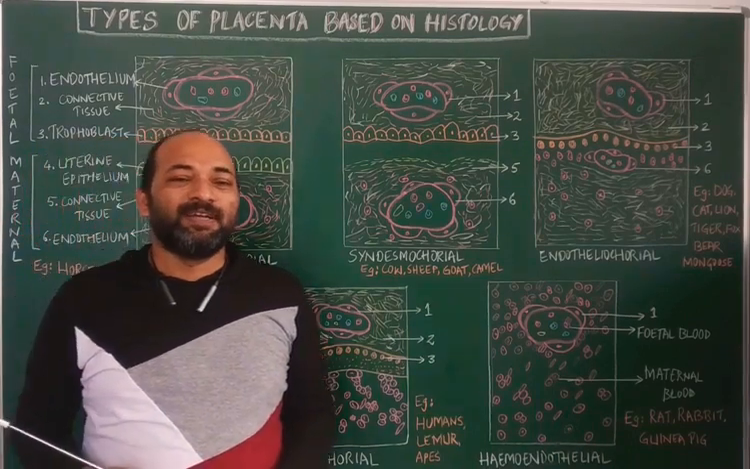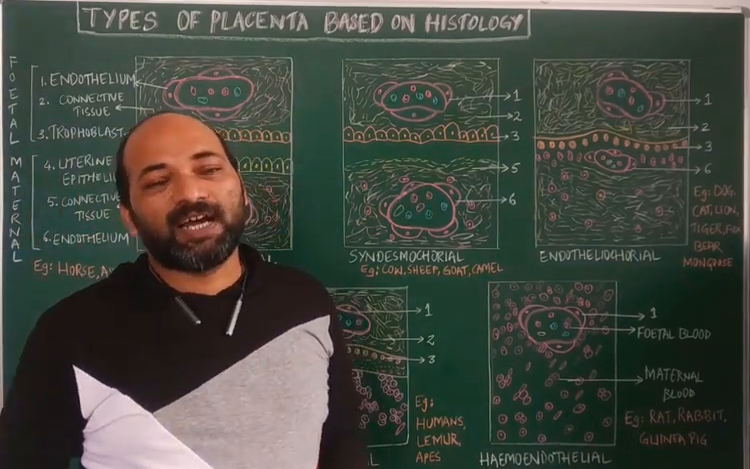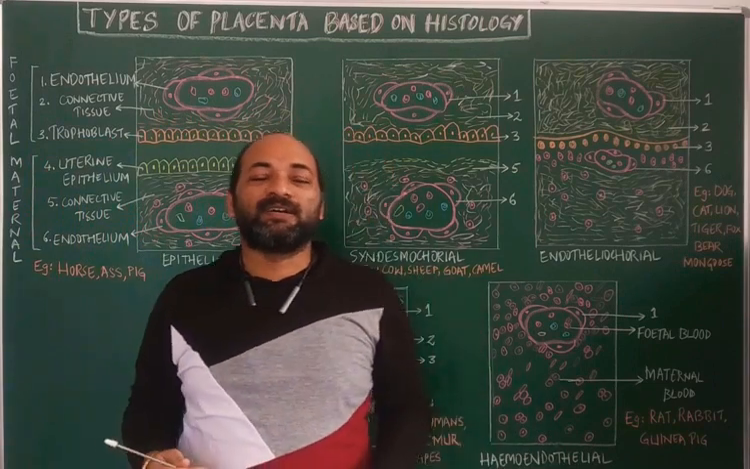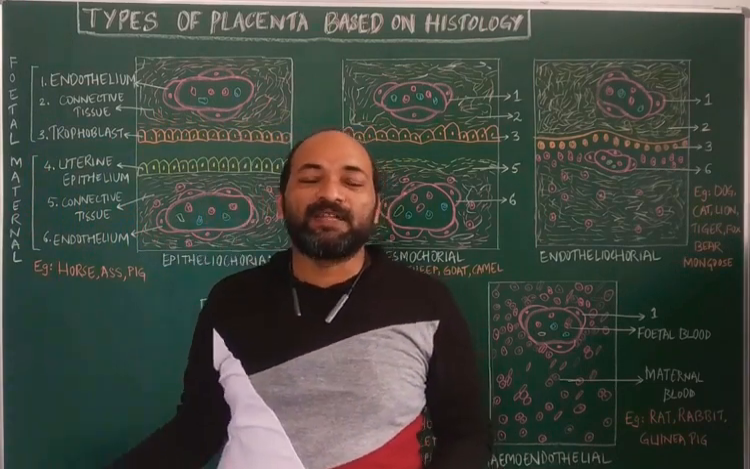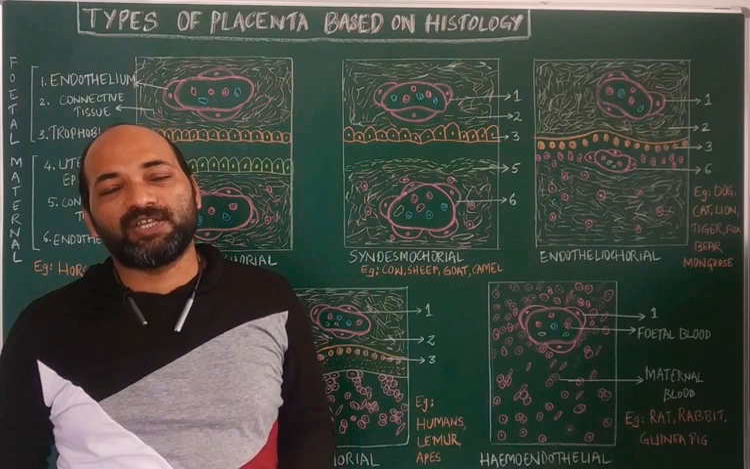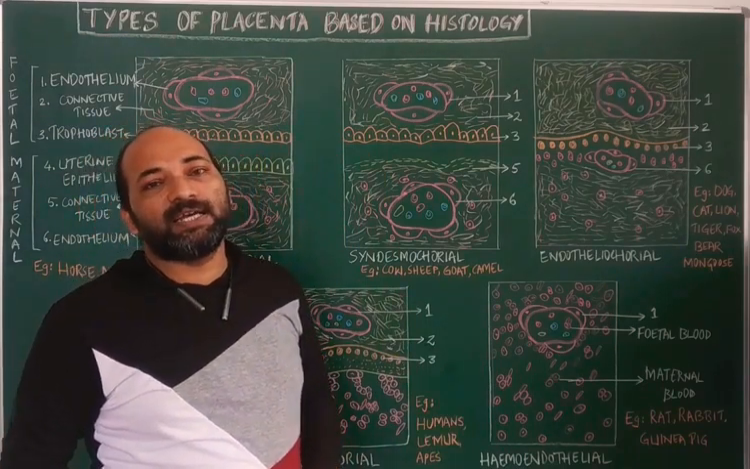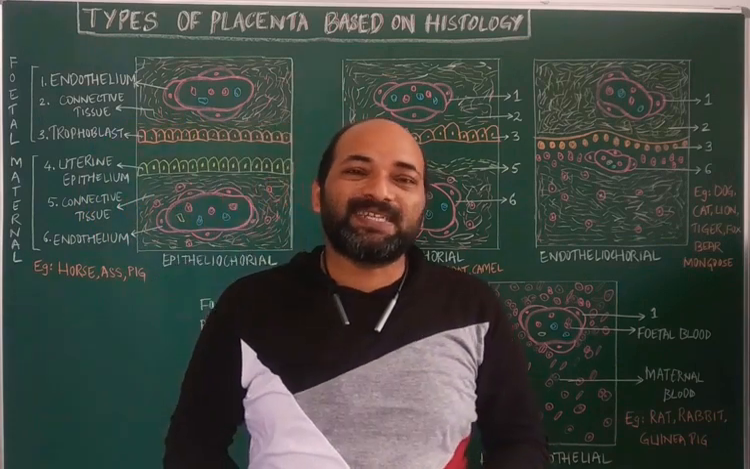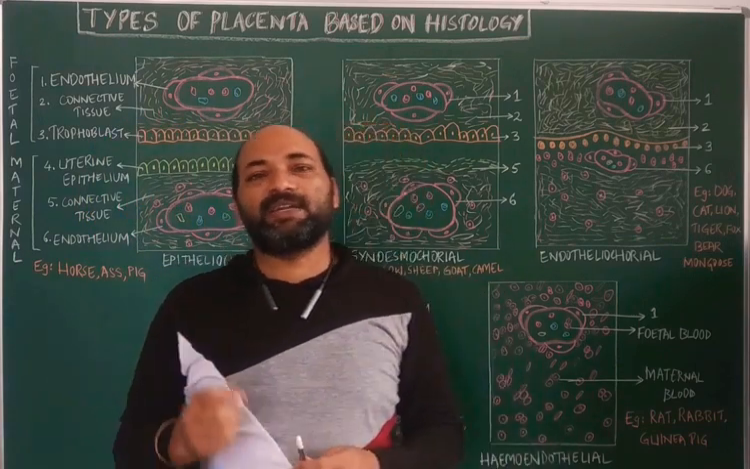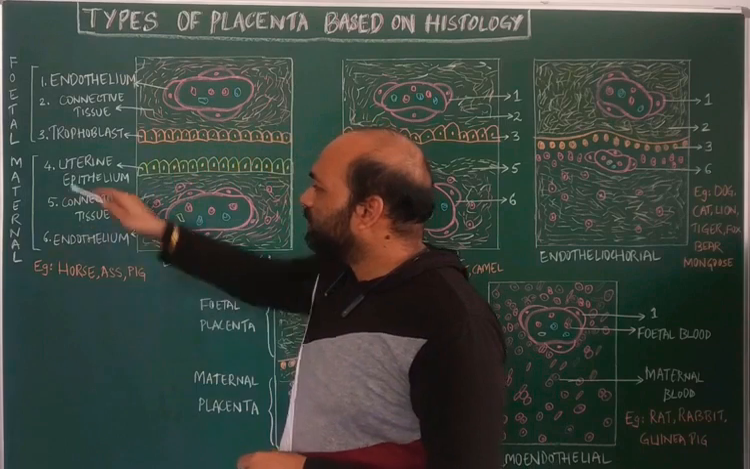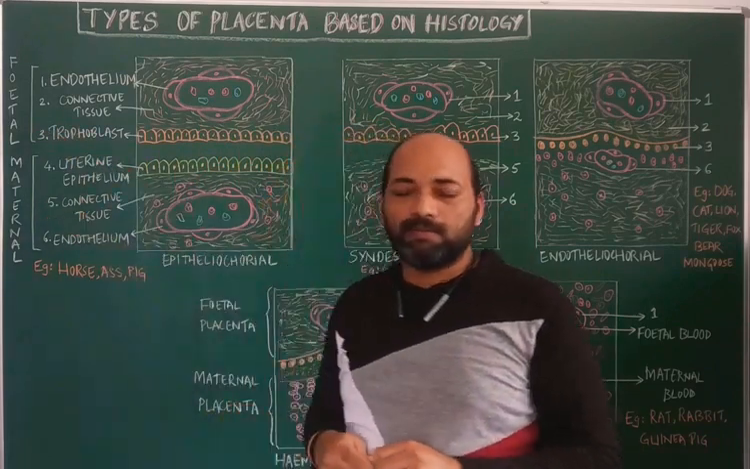Hi everyone. In this video, we will be discussing the different types of placenta which are seen in animals, especially in mammals. In the earlier video, we had discussed the placenta, where the placenta is said to be an intimate connection between the fetus as well as the maternal part.